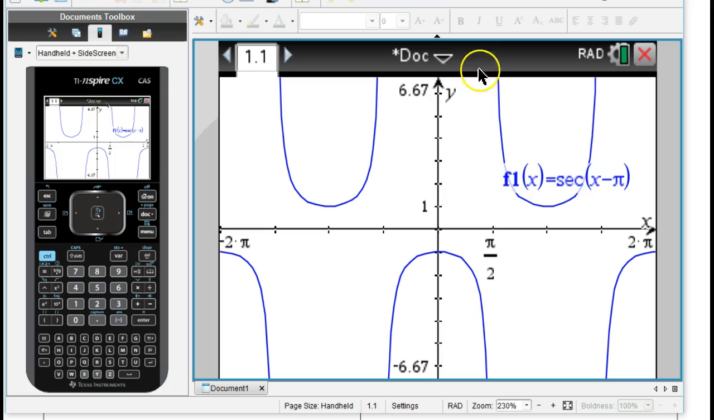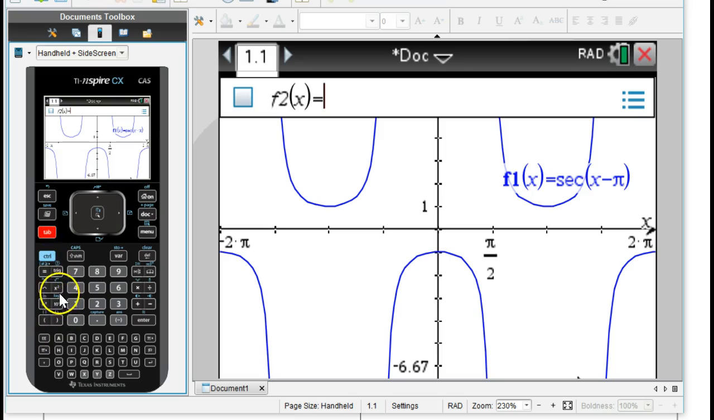There we go. So take a look here at pi over 2. We have a vertical asymptote. At 3 pi over 2, we have another vertical asymptote. You should compare this now with the graph of secant of x, and I'll go ahead and put that on the calculator screen right now.